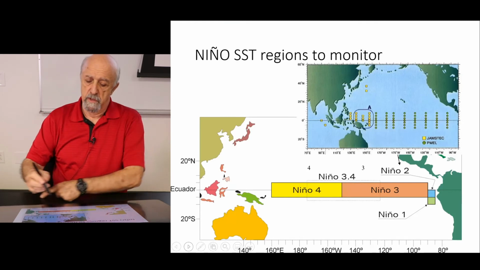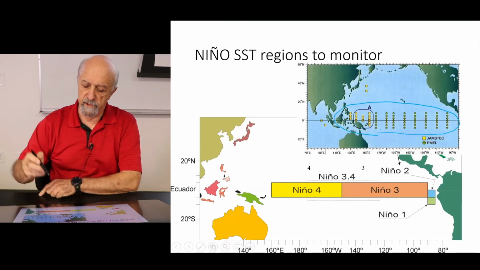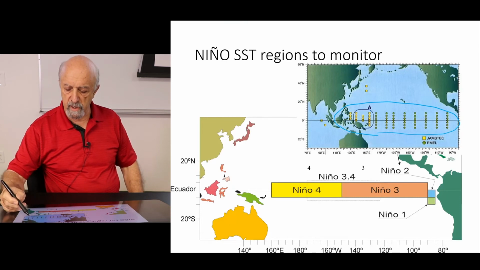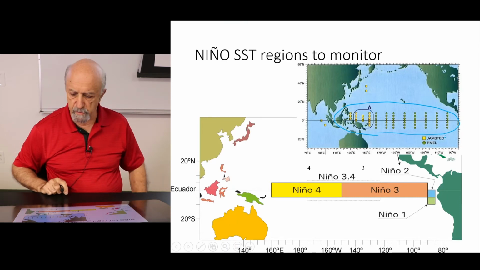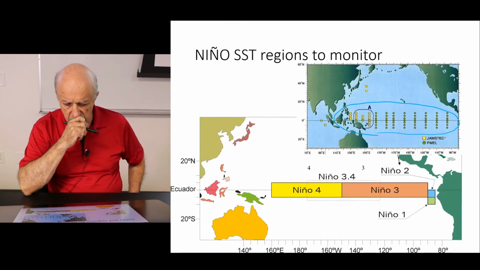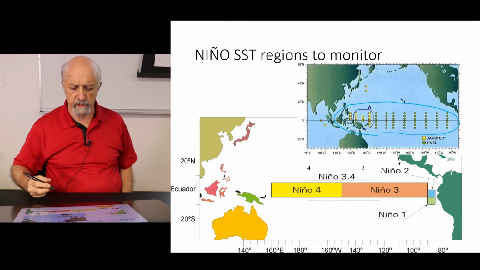Now, right here we see most of the TAO array, with another set from Australia and some others produced by Japan. JAMSTEC is the Japan Agency for Marine-Earth Science and Technology. All these data are compiled and used to produce all these models and things.